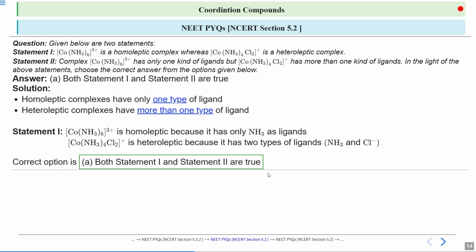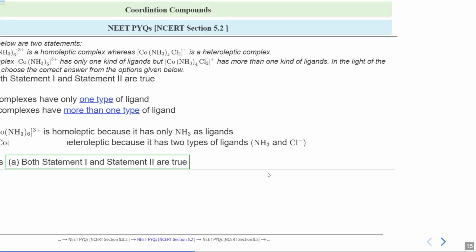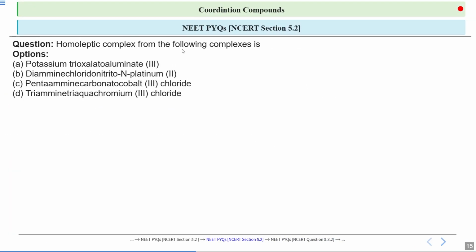Right? Okay, let's move to our next question. This is a NEET PYQ and this is covering the NCERT section 5.2. Question is, homoleptic complex from the following complexes is. So you have to choose the homoleptic complex from the given options.